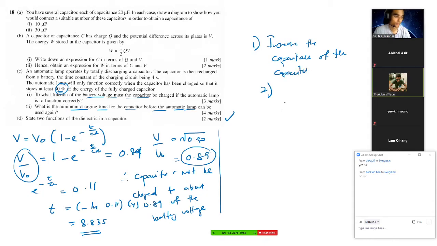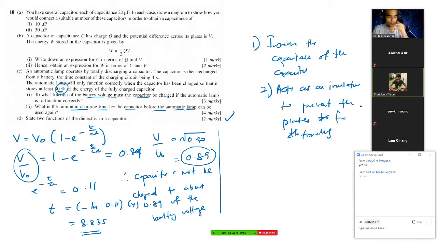Number 2. It acts as an insulator to prevent the plates from touching. Okay, so that's it, 1 and 2. Thank you. So that was 18D.